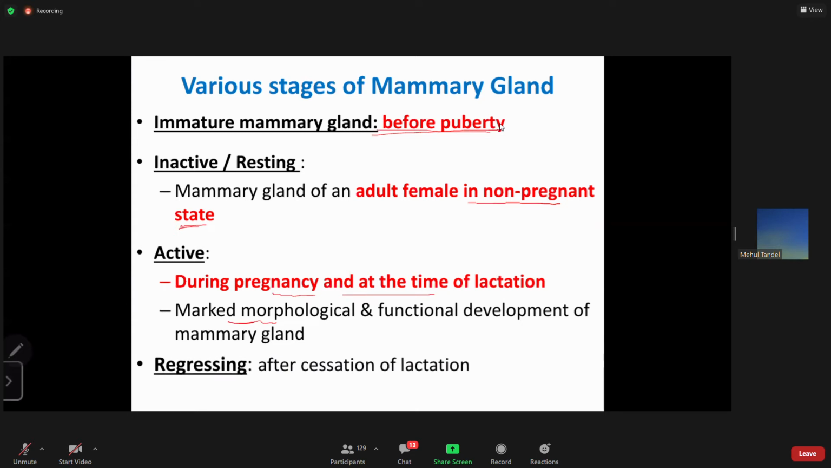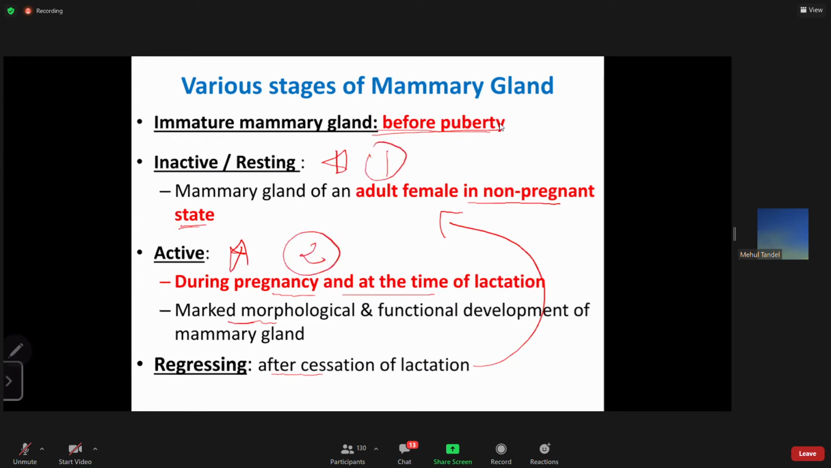And last is regressing after cessation of lactation. It is converted into an inactive or resting mammary gland. So we will see the difference mainly between the inactive or resting gland and the active one. You have to remember only these two.